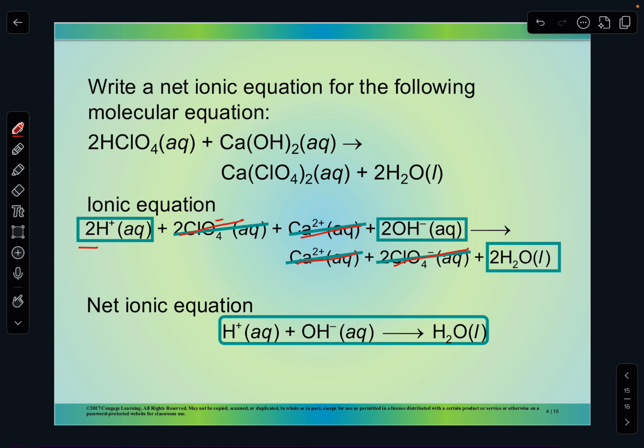Now, if everything is divisible by 2, you must divide it. If everything is divisible, you must divide it. And it could be 3, it could be 4, it could be whatever. As long as they're all the same number, you divide it by that number, and so you just get a 1-to-1 relationship. And so you end up with this.